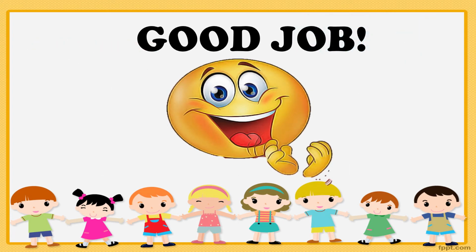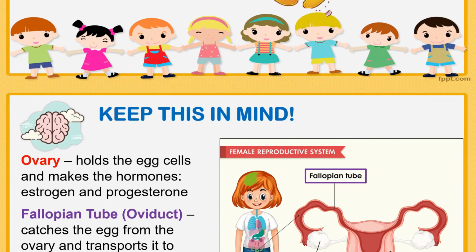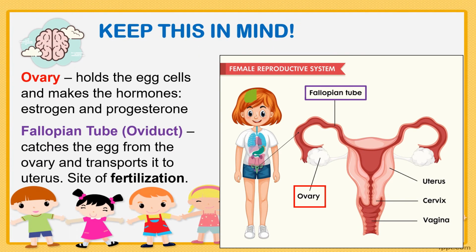Good job, learners! 5 minutes is up and you have finished this activity. This time, I want you to get your ballpen and your notebook, listen carefully, and take note of the important details because I will be discussing to you the different parts and function of the reproductive system. Let us start with the female reproductive system.